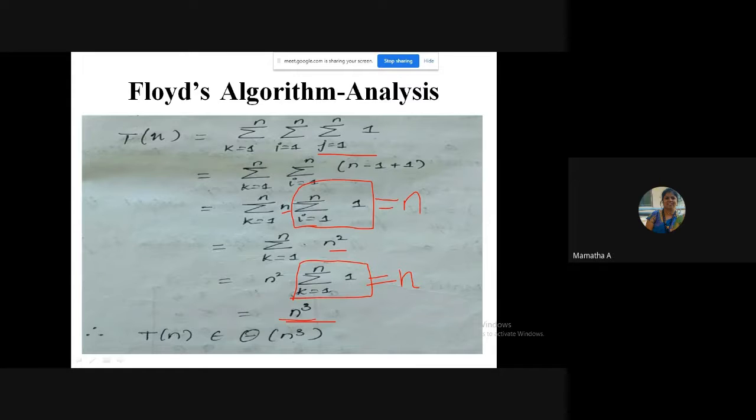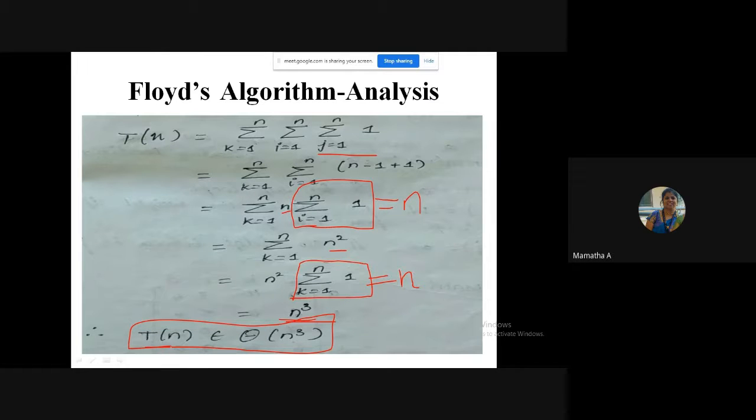If it is a 3 node matrix, a 3 cross 3 matrix, to generate R1, you should check all the entries of R0. Again, to generate R2, you should check all the entries of R1. To generate R3, all the entries of R2. Isn't it? So you will see 9 entries, 9 plus 9 plus 9, 27 entries. Understood? That's why it is n cube. Therefore, T of n belongs to theta of n cube.